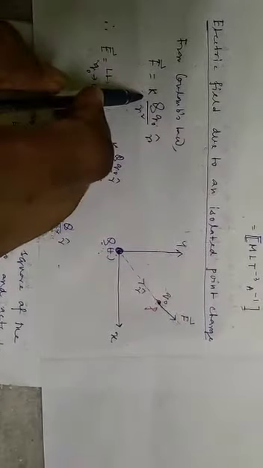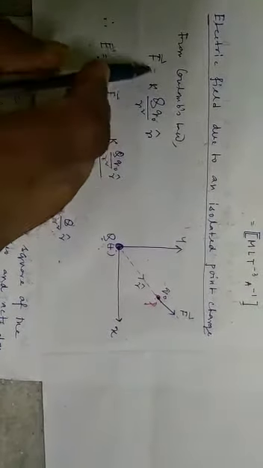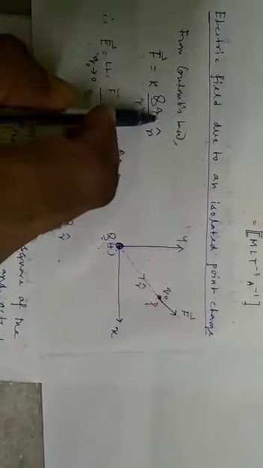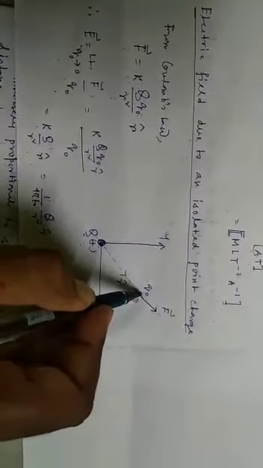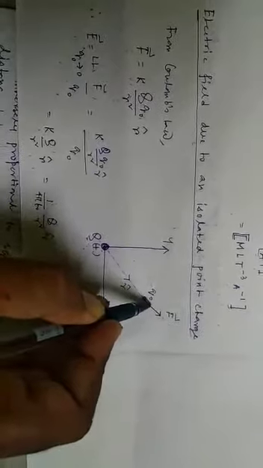F vector is equal to K, which is the electrostatic constant, Q into Q naught by R square R cap. As both are the same charges, the force on the Q naught should be repulsive. So this is the direction.